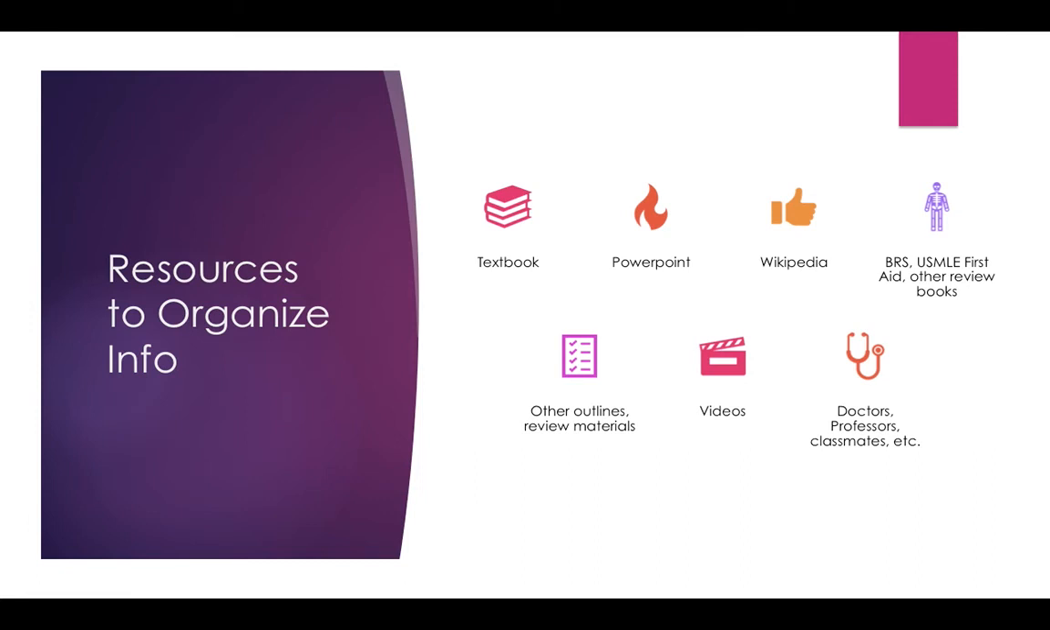BRS book, USMLE First Aid, other review books can be really good at condensing and organizing the information so you can get a sense of what pieces go to this puzzle. You can look at other outlines, people's review materials, sometimes videos, and also the people around you, doctors, professors, classmates. Ask people, what do you make of this? What are the main topics here?